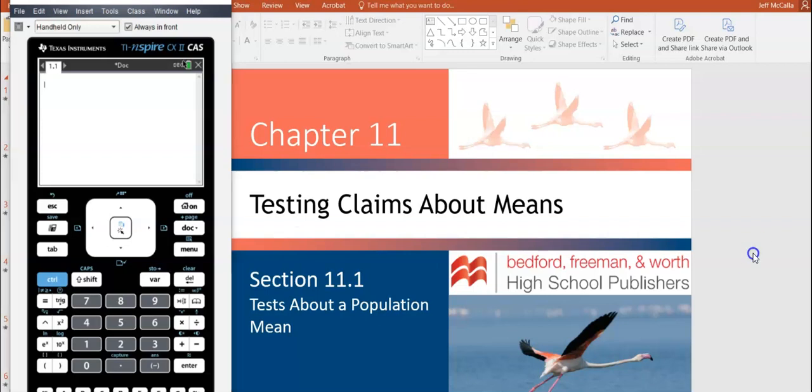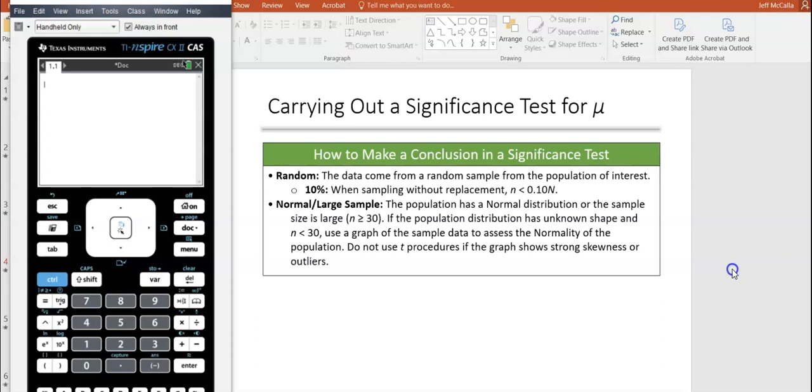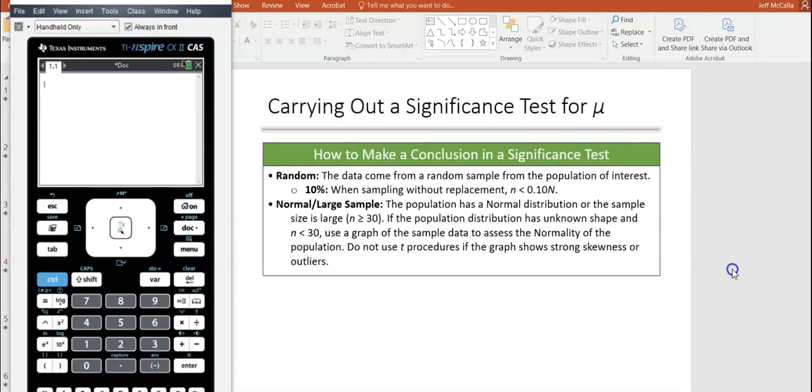Okay, so today we're talking about means, and we're going to do tests for means. So let's see what happens here. This is our first lesson of, I believe, two or three in this, I forget. Actually, it might be three. Okay, so carrying out a specific test.